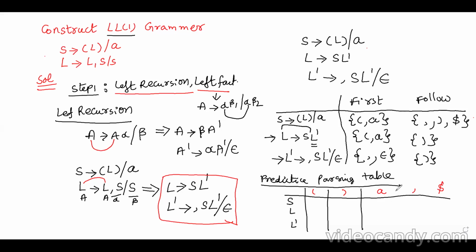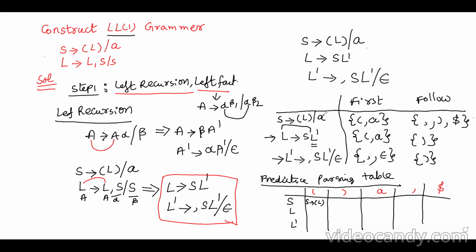Now you can see we are going to construct the predictive parsing table. S tends to L by A. So there are two things, open bracket and A. This open bracket belongs to S tends to L, so you must take the first values. What are the two values for first, open bracket and A? This open bracket belongs to S tends to open bracket L close bracket. So that's why we must write it here.